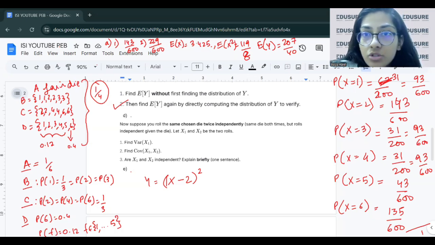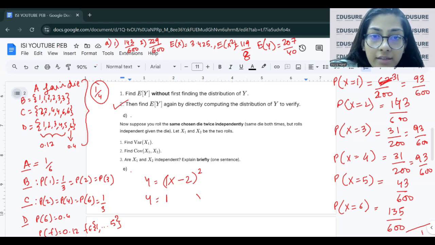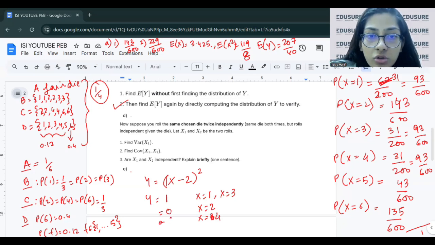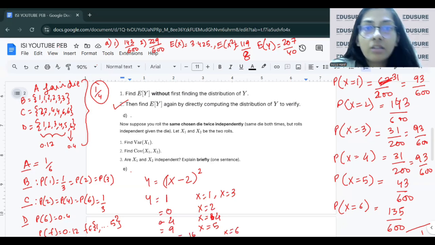Now we needed the distribution of y, right? So for the distribution of y, what do we have to do? We first have to calculate the possible values of y. So when x is equal to 1, y is going to be (1 minus 2) whole square, which is minus 1 whole square, which is 1. When x is equal to 2, y is going to be 0. When x is equal to 3, y is again going to be 1. What will it be for x is equal to 4? 4 minus 2 whole square, so 2 square, which is 4. Then for x is equal to 5 it will be 9, and for x is equal to 6 it will be 6 minus 2, 4 square, so 16. So these are the possible values of y.